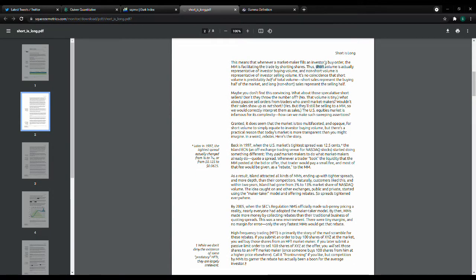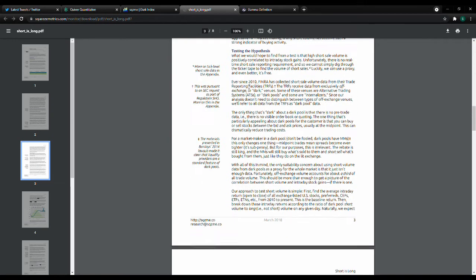So short volume is actually representative of investor buying volume. FINRA has collected short sale volume data from their trade reporting facilities. The TRFs receive data from exclusively off-exchange or dark venues. Some of these venues are alternative trading systems or dark pools, and some are internalizers.